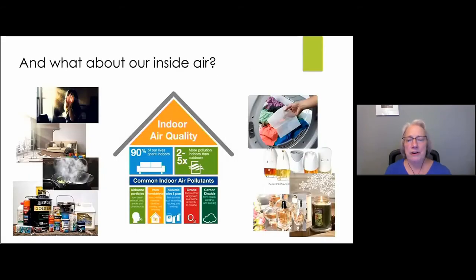And then what about our indoor air? As Gillian said, we spend a lot of time inside these days, 90 to 95%. And our indoor air can be up to 5 times as polluted as our outdoor air. As you see by these pictures, mainly from a lot of the things that we do and bring inside, such as cooking, painting, cleaning, drying, washing, and things that we think smell nice, which can actually be highly toxic. But there are also particles, as you see in the upper left, the dust, formaldehyde, ozone, and carbon dioxide. All of these things can contribute to poor indoor air quality. Next.